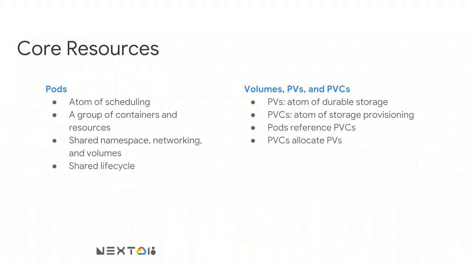So volumes, PVs, and PVCs. These are the atoms of durable storage, right? So a volume is basically something that appears inside of your pod on the file system. You can use it to access your data. If it's not backed by a PV, then it's ephemeral. It disappears when the pod dies. If it is backed by a PV on Google Cloud, it's backed by a persistent disk. When the pod dies, your data is still on the disk. PVCs are the way you associate those PVs. It's the way you provision those PVs. It's the way you get your volumes into your pod and get your data off.